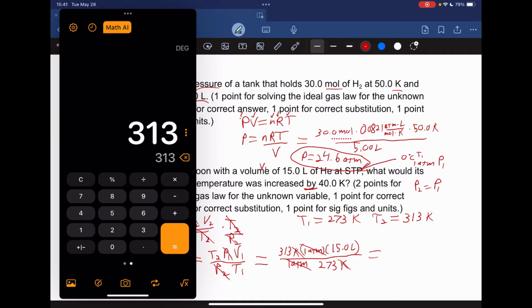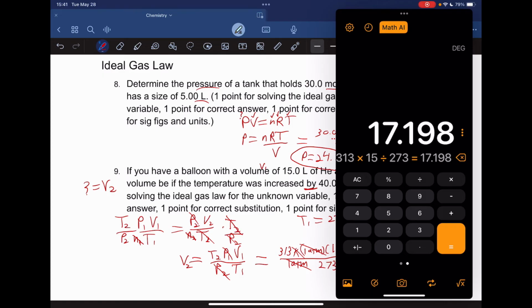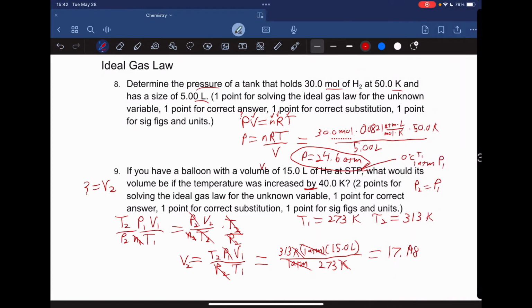Let's plug that in our calculator. 313 times 15 divided by 273 equals 17.198. And the amount of sig figs we had looks to be about 3. So we're going to round to 3 significant figures. So that would be that place value right there. So it's 17.2 liters is our final answer.